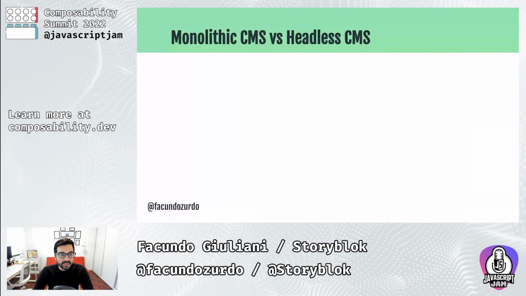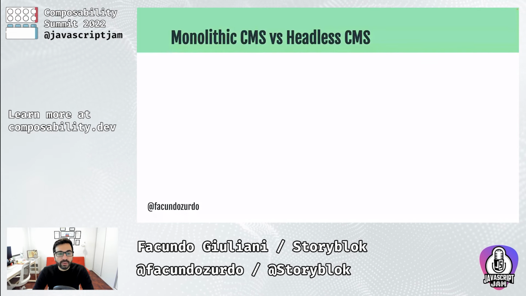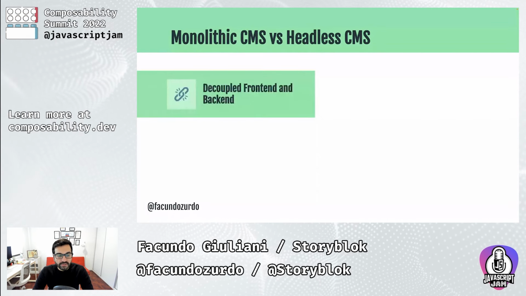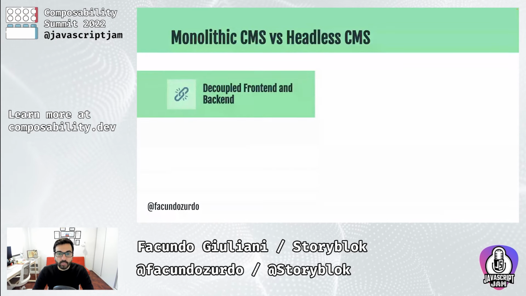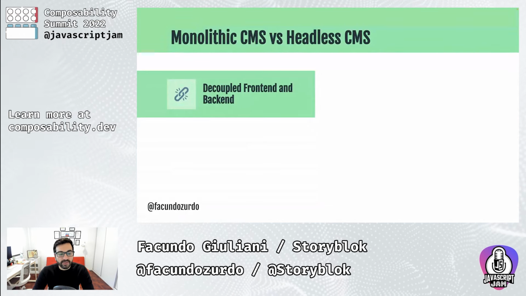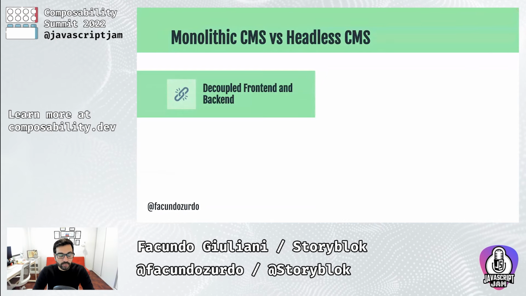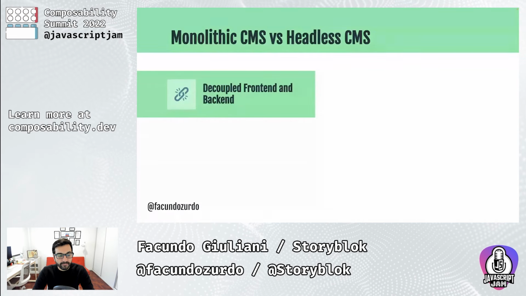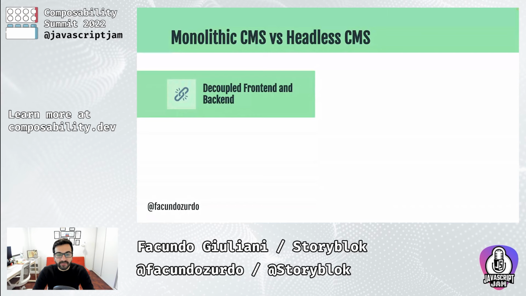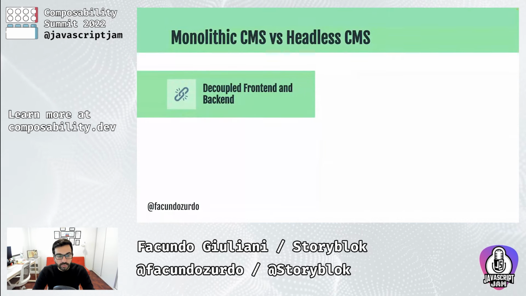So if we compare these monolithic content management systems and the headless content management system, we can identify some differences. The first of these differences is that in headless content management systems, we will have a decoupled front end and back end, because the back end is a platform that the users are going to create the content in, and we will have the capabilities and the features to be able to create the content that we will later expose to the end users.